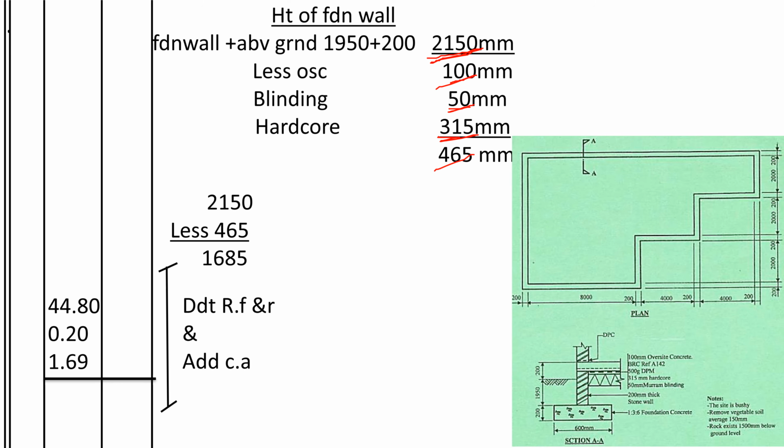No, the 465 is the total of these layers. So the height shall be 2150 minus 465. You get 1685. So the volume of that wall shall be the center line times the width of the wall, which is 200 millimeters thick, times that height, which is 1.69. You deduct this volume of soil from R.F.R and add it to cut away, so that you can dispose it away from the site.